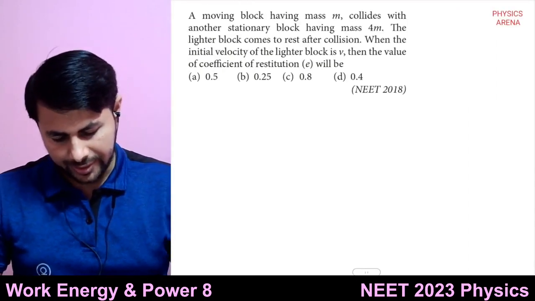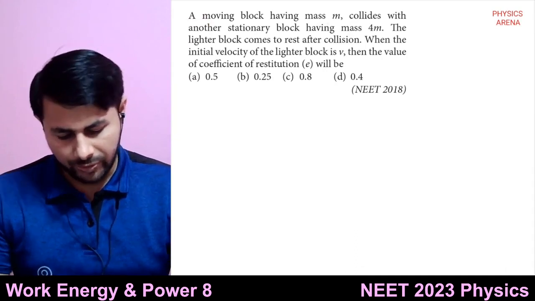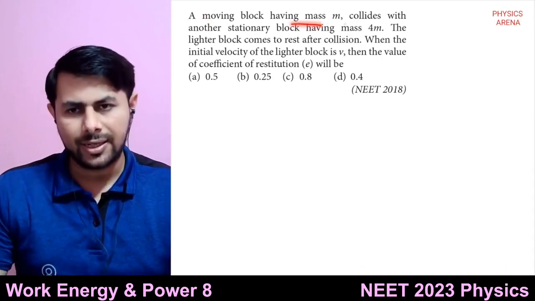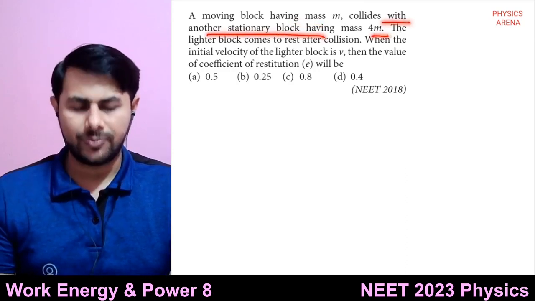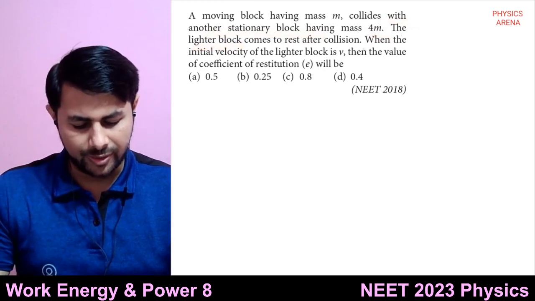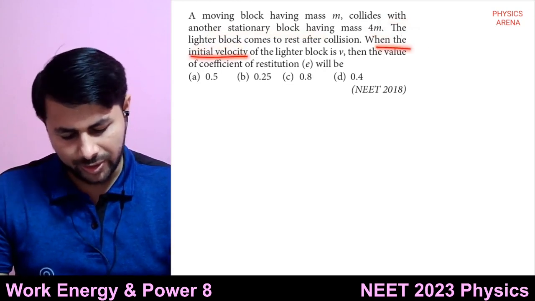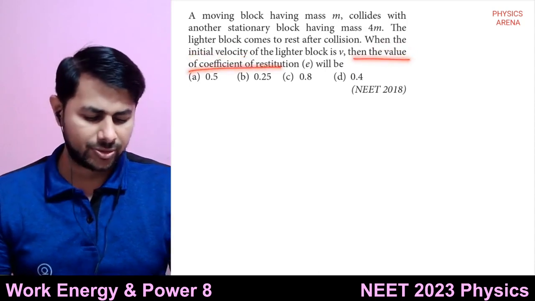So let's see next question. A moving block having mass m collides with another stationary block having mass 4m. The lighter block comes to rest after collision. When the initial velocity of lighter block is v, then the value of coefficient of restitution will be.